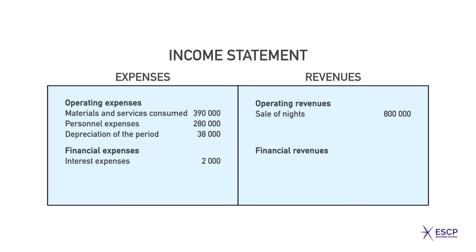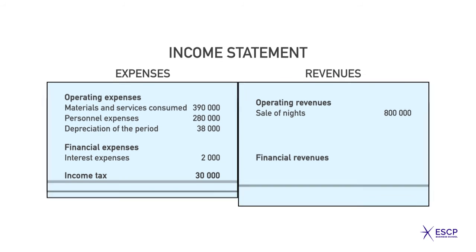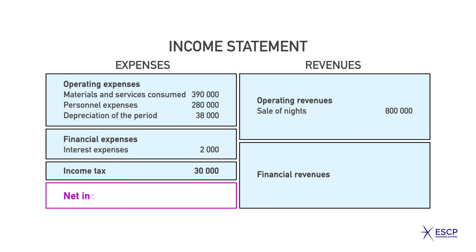In addition, Redcoat is unfortunately taxed €30,000 on all its income. Net income or profit after tax was €60,000.